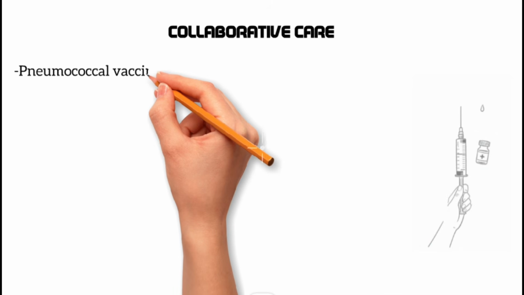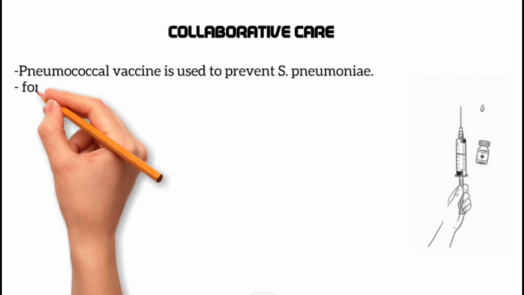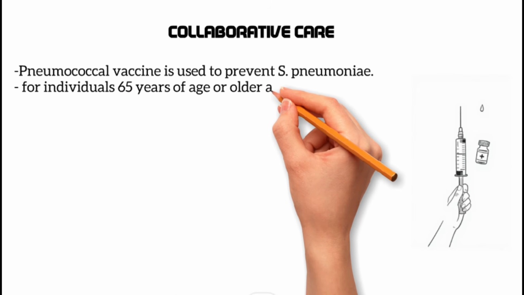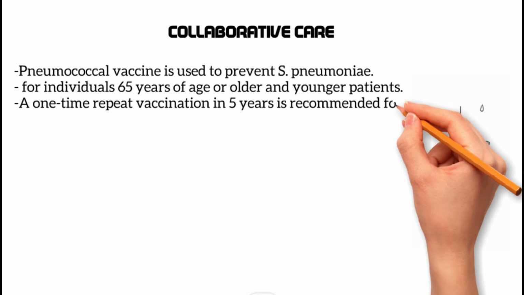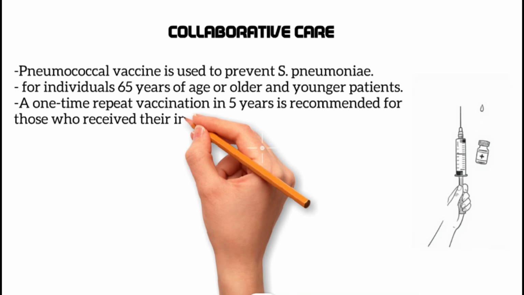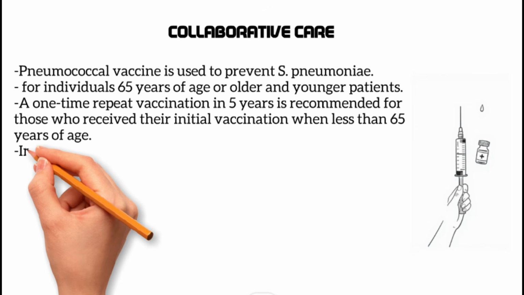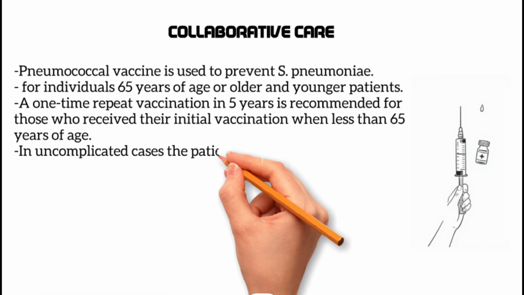Pneumococcal vaccine is used to prevent S. pneumoniae. Vaccination is recommended for individuals 65 years of age or older and younger patients who are at high risk, with a one-time repeat vaccination in 5 years. In uncomplicated cases, the patient responds to drug therapy within 48 to 72 hours.